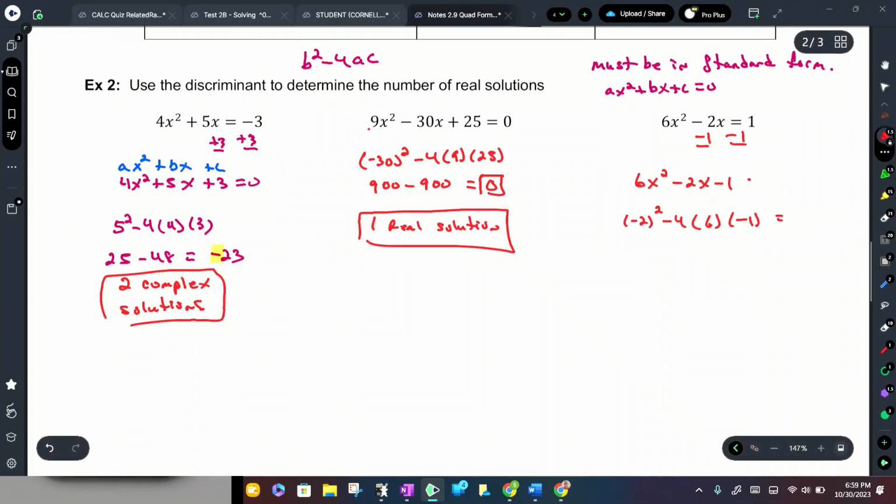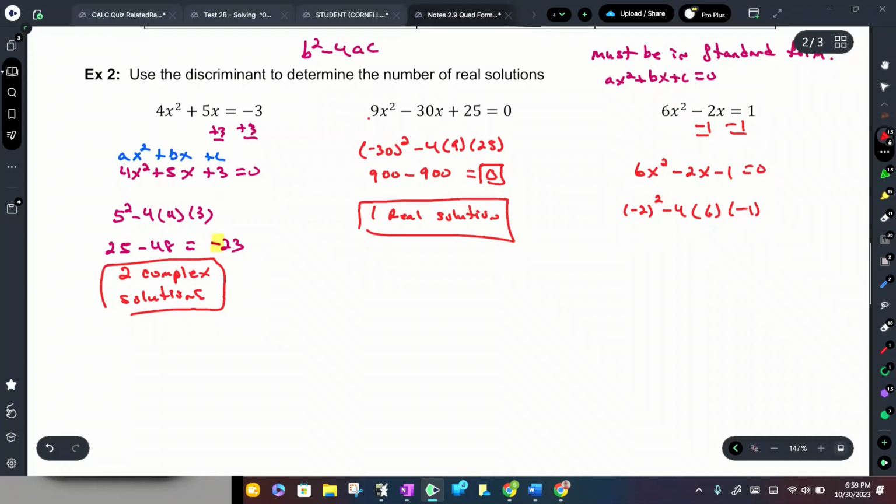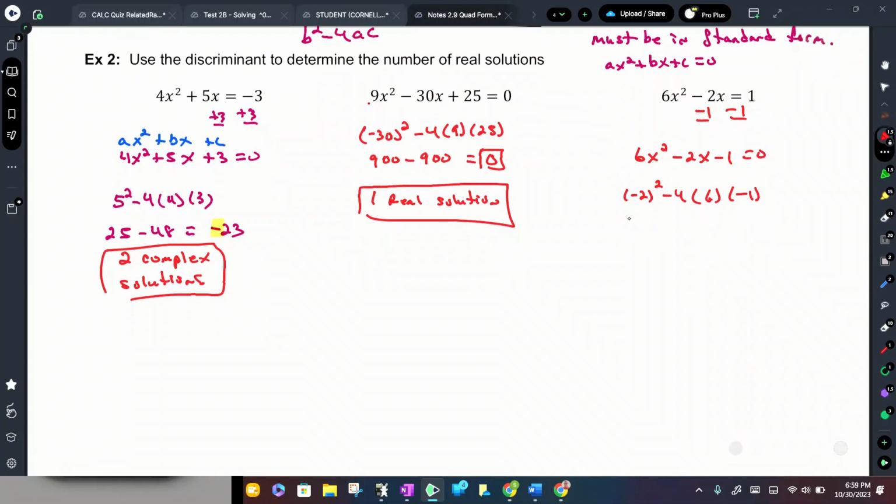And this part is not really equal to 0. We're just evaluating the discriminant. So negative 2 squared would be 4. And so we've got negative 4 times 6, which would be negative 24. But then it's negative 24 times negative 1. So that becomes plus 24. So this is equal to 28.